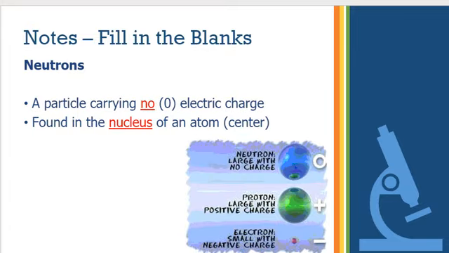Neutrons are the last subatomic particle we're going to talk about. They are a particle that carries no, or 0, electric charge. They're said to be neutral, and they're also found in the nucleus of an atom. So if we look at this picture here, we have neutrons. They're large with no charge. Protons are large with a positive charge, and electrons are small with a negative charge.